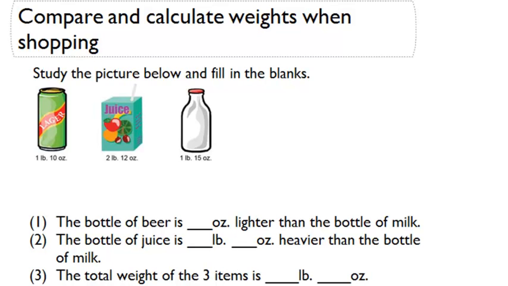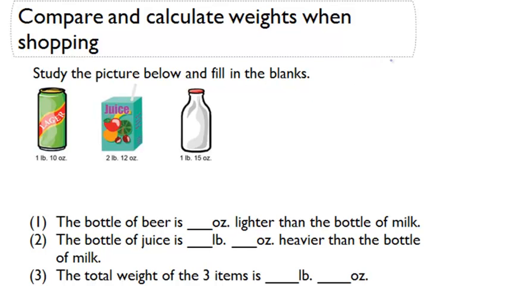Now let's talk about how to compare and calculate weights when shopping. Here we have 3 pictures of 3 different types of liquids and the amount that they weigh. Since we're going to be comparing these, let's put them all into ounces. We're going to change our compound weights in pounds and ounces into simply ounces. It'll be easier to compare that way.